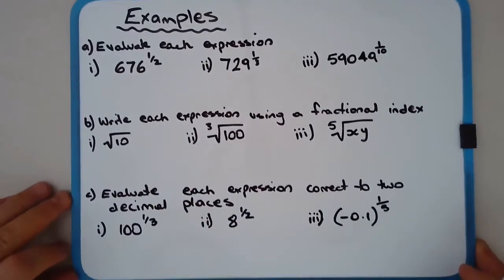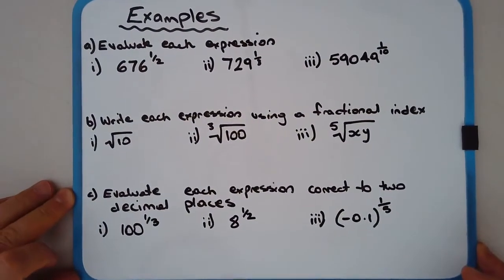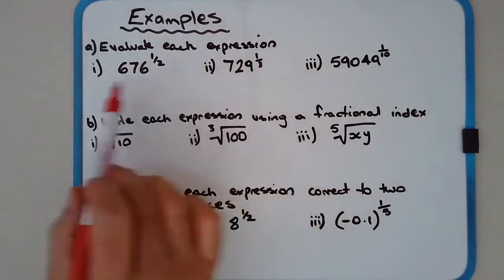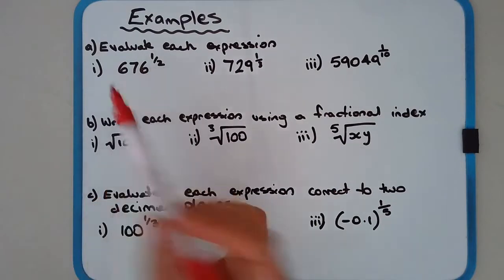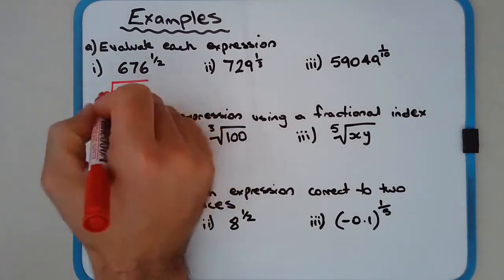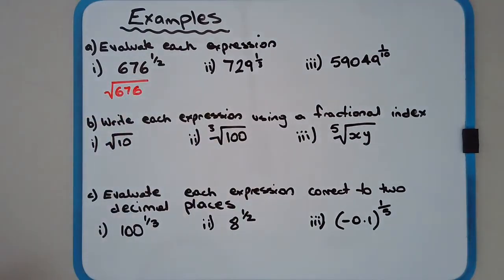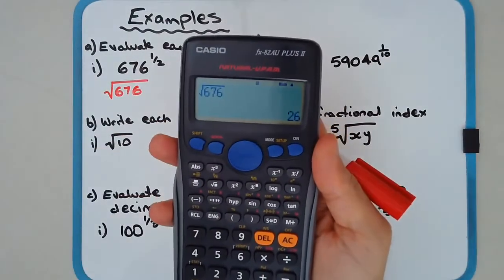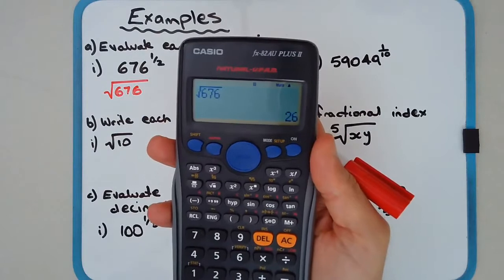If you like, at this point you can pause the video and give these questions a go. You can pause it and unpause it, and check your solution, of course. So let's evaluate each of these expressions. 676 to the power of half is really the same as the square root of 676. There's two ways you can do this. Either just press the square root button and you get 26.